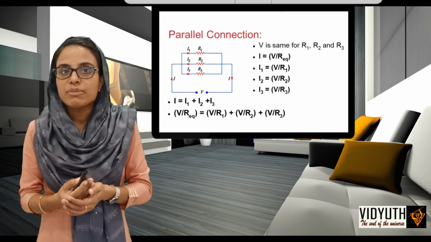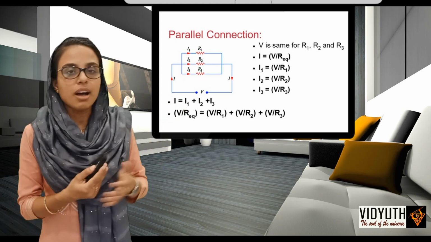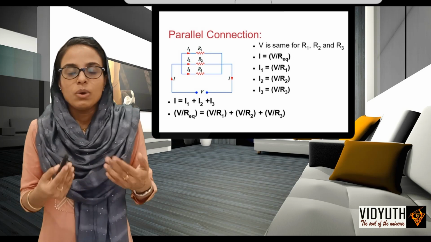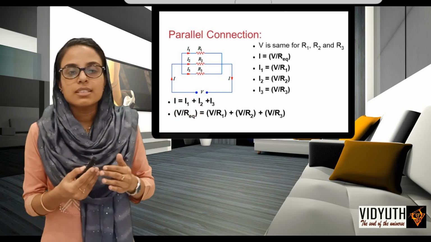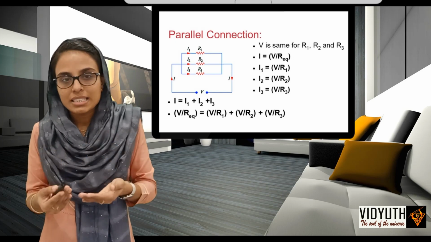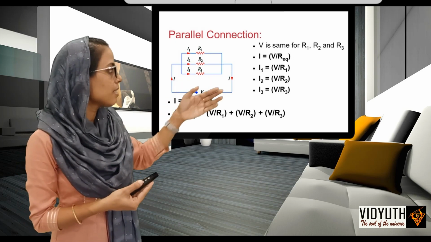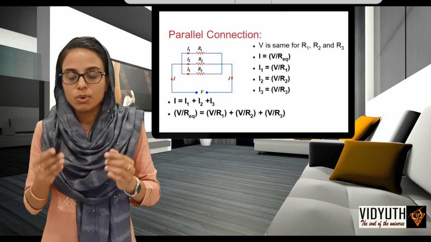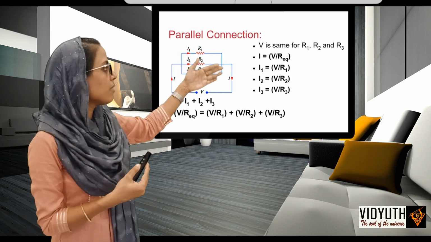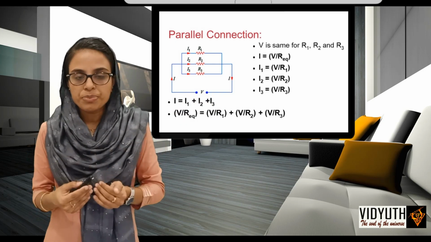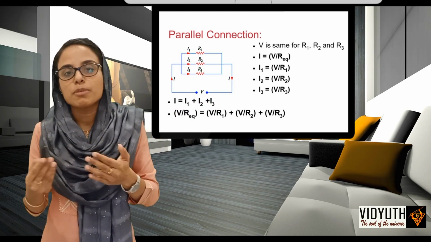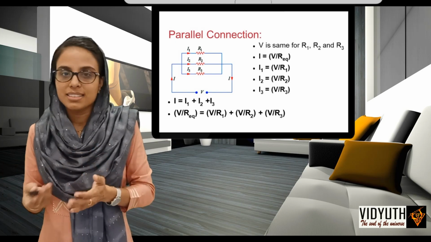What is I1? I1 is the current flowing through the resistance R1. That will be equal to V by R1. What is I2? Current flowing through the resistance R2. That is V by R2. What is I3? Current flowing through the resistance R3, that is I3 is equal to V by R3. So the first equation I is equal to I1 plus I2 plus I3 will become V by R equivalent is equal to V by R1 plus V by R2 plus V by R3.